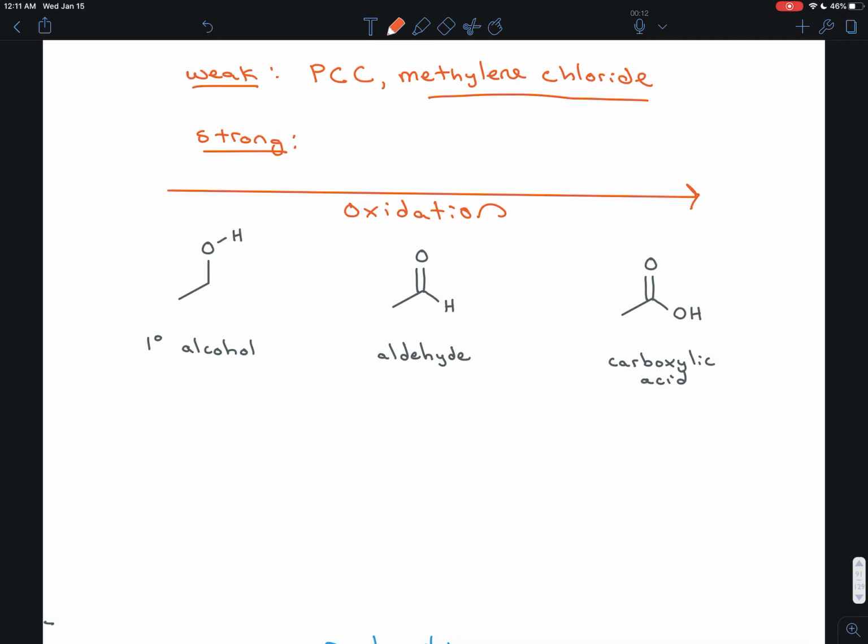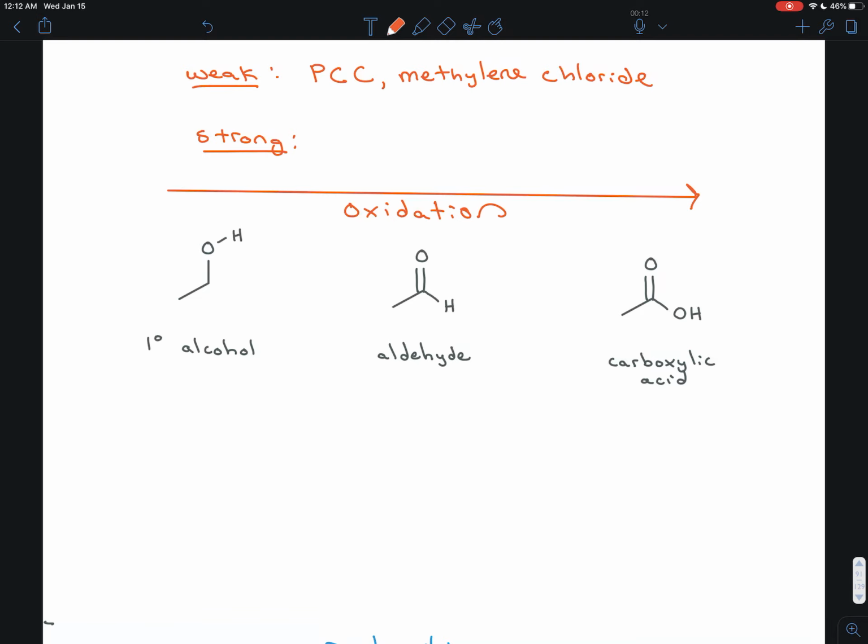Methylene chloride, by the way, is just 1 carbon with 2 hydrogens and 2 chlorines on it, and it's really toxic. It looks like water, so it's just a clear liquid, but if you ever deal with it, make sure you don't take it out of the fume hood. It's neurotoxic, it's carcinogenic, like a lot of the stuff we're dealing with. That's also true of PCC and of the strong oxidizing agents that we'll introduce right now.